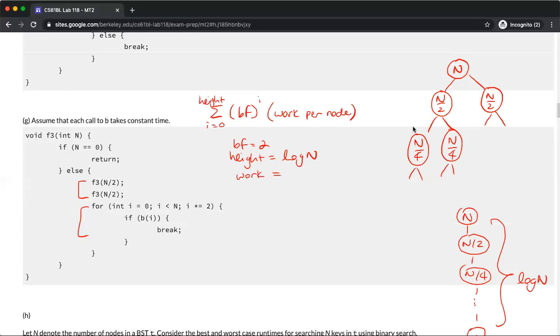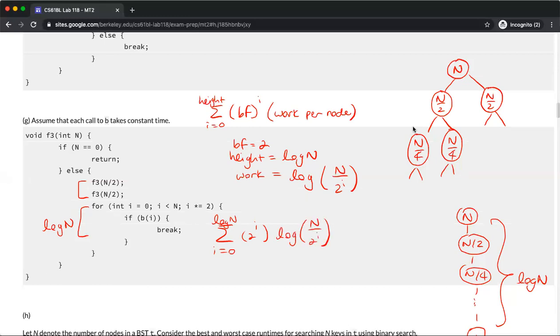And so our height is log n, and then the amount of work we do per node is really just in the for loop case. In this case, we're going from 0 to n, and we're multiplying by 2 each iteration, which means that we're doing log n amount of work. And again, we need to make sure that n is in terms of the input size of each node, so that's going to be n over 2 to the i. So plugging everything in, we have the sum from i equals 0 to log n of 2 to the i times log of n over 2 to the i.